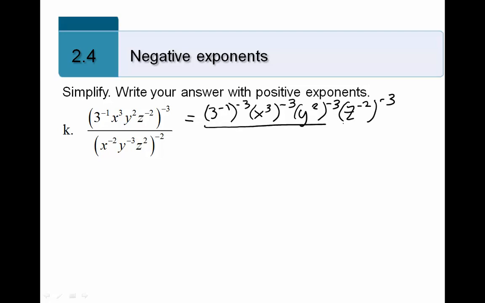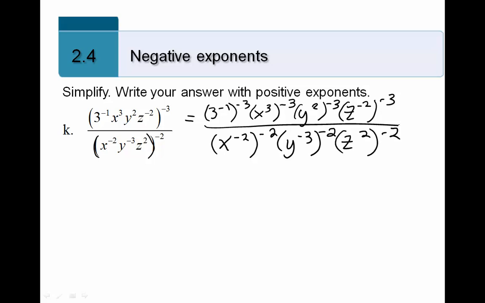And then on my denominator, everything inside these parentheses is being raised to the negative second. So I have x to the negative 2 being raised to the negative second, y to the negative 3 being raised to the negative second, and z squared being raised to the negative second.